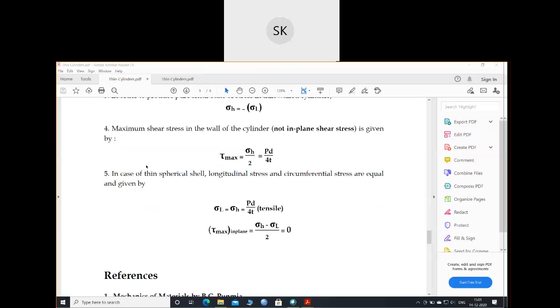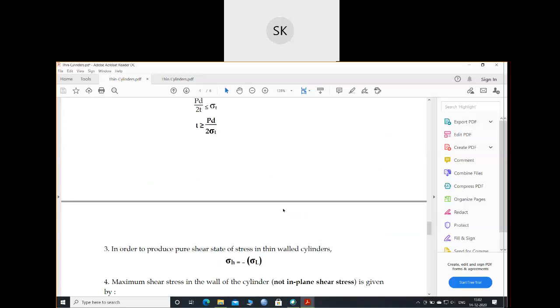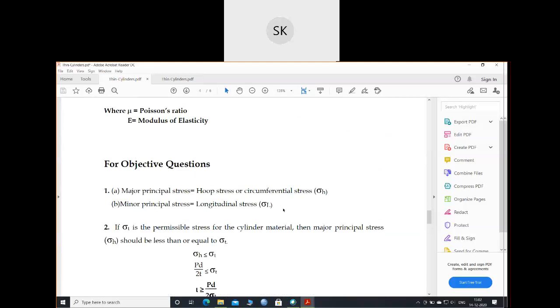Now see, this is the point from the first class. In case of a thin spherical shell, longitudinal stress and circumferential stress are equal and given by this. Last class we discussed what will happen in a spherical shape: your longitudinal stress will be equal to your hoop stress, it will be PD by 4t, it will be tensile in nature, and the shear stress will be 0. Okay, understood? This is from the first class only. So you have to remember these 5 points while solving problems based on thin cylinders.